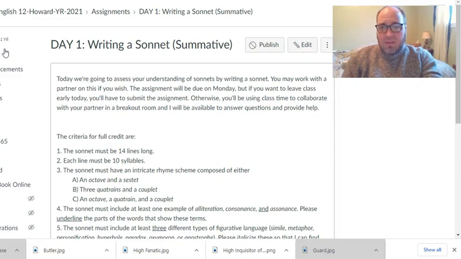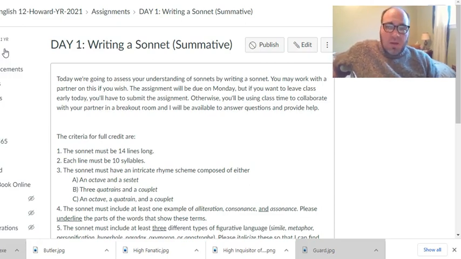Writing a sonnet is going to assess your understanding of sonnets in general. You can't include all of the elements and make an effective sonnet if you don't understand what each of those elements are. And so, in a very, very clear way, this is going to demonstrate to me your mastery of the topic that we have worked on to this point. I think it's also going to be good for you in the sense that you'll understand how difficult it really is to write one of these after having struggled to write it yourself. So today we're going to assess your understanding of sonnets by writing a sonnet.